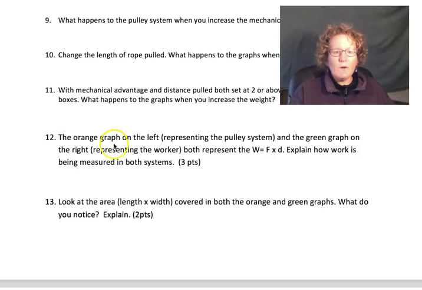So, number 12: the orange graph on the left, representing the pulley system, and the green graph on the right, representing the worker, both represent work equals force times distance. So it's the area of those graphs that's the work. Explain how work is being measured in both systems. What's the force on the resistance side with the boxes hanging, and what's the distance being measured there? And then on the worker side, also explain what the force being measured is and what the distance is.